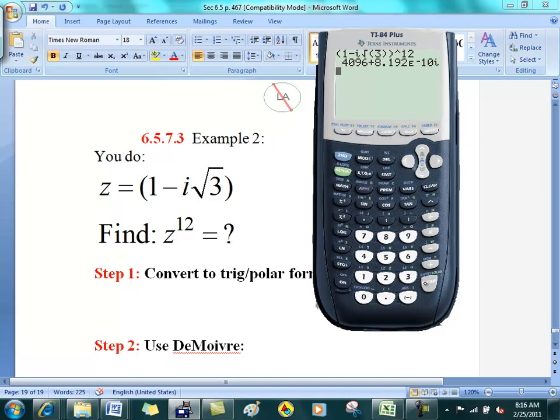Now notice what you've got there. You got plus 8.192 e to the minus 10 i. What's e to the minus 10 look like to you? Itsy bitsy number? Good enough for 0? That's because of the imprecise nature of this calculator. It's digital, and you get errors in doing that. So everybody know how to use a graphing calculator to do complex numbers then?